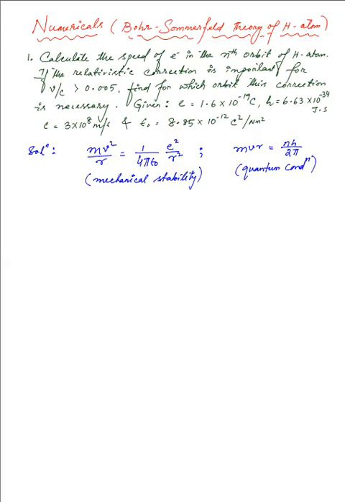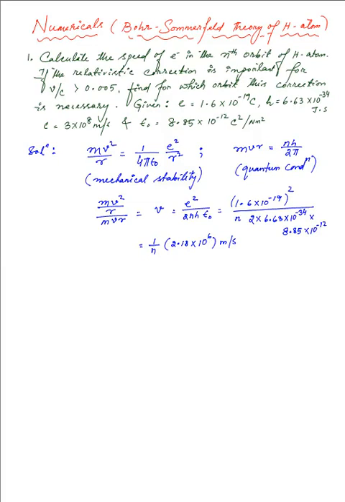So there's the mechanical stability, and then we consider the quantum condition, and by taking the ratios we get the expression for velocity, which is as follows. With this available to us, we can just substitute the values and get the expression for velocity, which is of the form of the velocity in the first orbit, that is 2.18 times 10 to the power 6 meters per second, over n for the nth orbit.